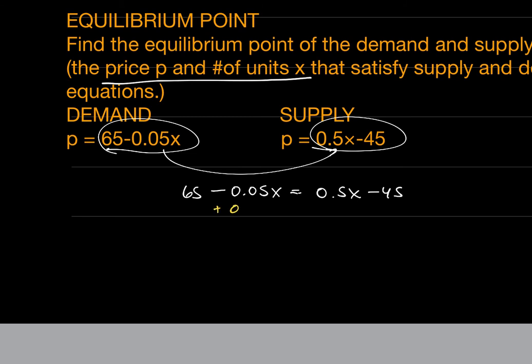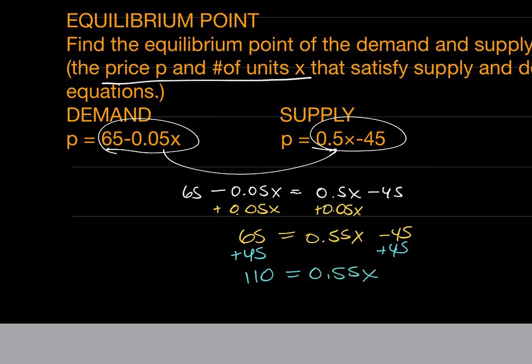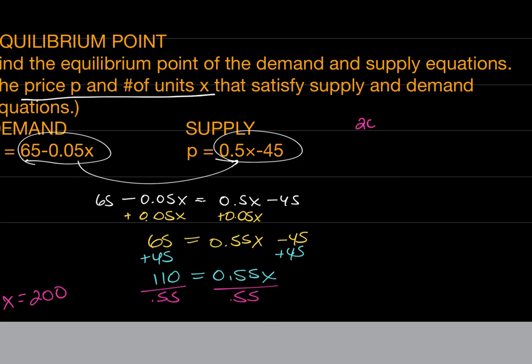So add the 0.05X. 65 equals 0.55X minus 45. Add the 45. 110 equals 0.55X. Divide both sides by 0.55. X is 200. This has to be a whole number when you answer it because you're finding a specific amount. So there is no rounding if you do it correctly on equilibrium. Equilibrium should produce a nice whole number because it's a number of units you need to sell. So I need to sell 200 units.